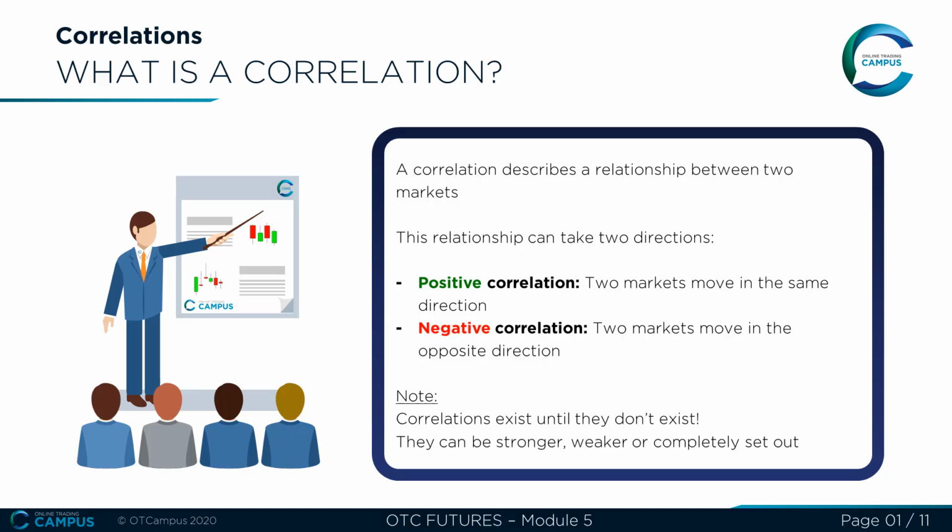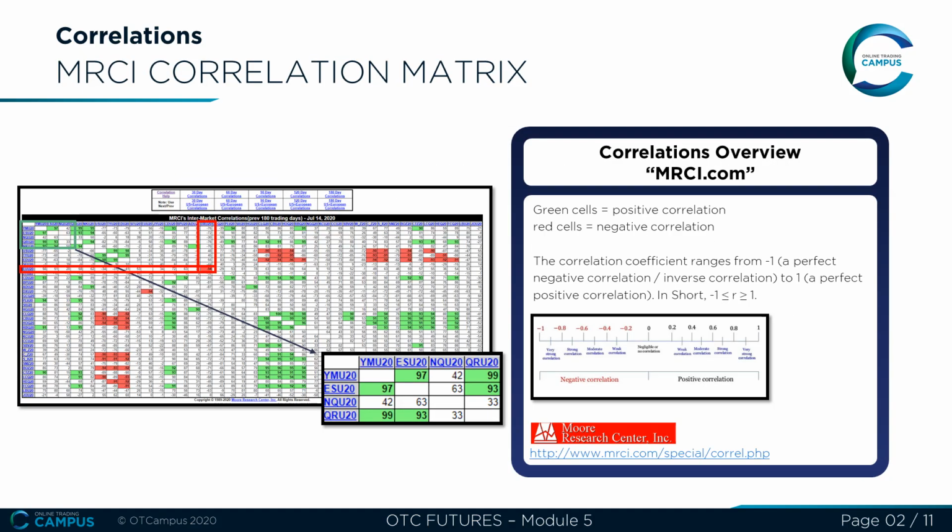But there's one major caveat about this topic. Correlations exist until they don't exist. Correlations usually hold. However, there are times when what seems to be a strong correlation between two markets breaks and no longer works. This is often a temporary phenomenon, as strong correlations always revert back at some point of time. Let's explore our first tool where we can find existing correlations: the MRCI correlation matrix.